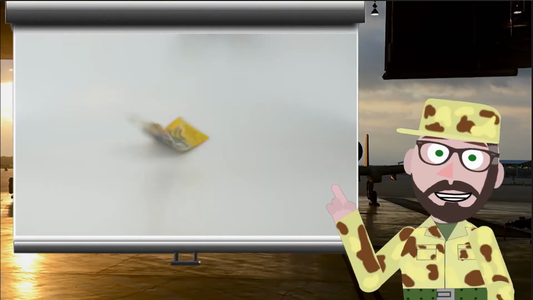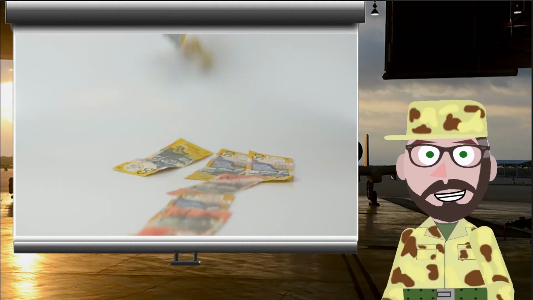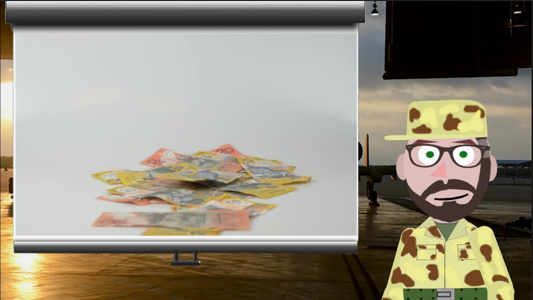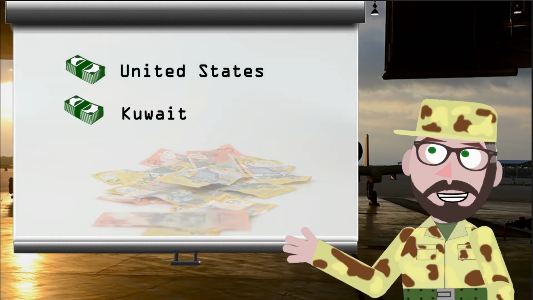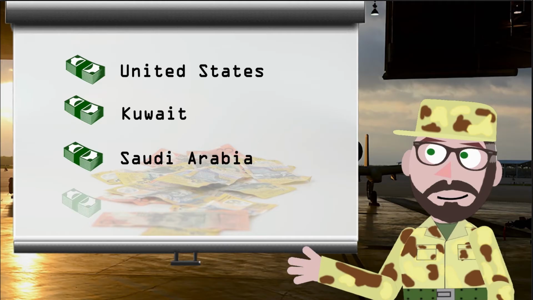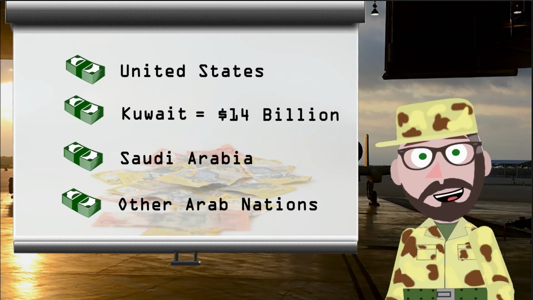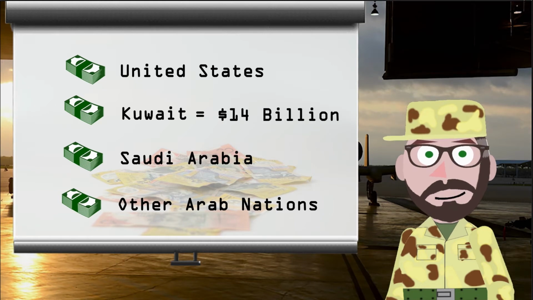Funding a war is indeed expensive, and Iraq racked up a massive debt during the Iran-Iraq War. Iraq borrowed billions of dollars from the United States, Kuwait, Saudi Arabia, and other Arab nations. Kuwait was one of Iraq's largest creditors, with Iraq owing around $14 billion to that country alone. Iraq did not have enough money to pay off its debts and rebuild its infrastructure.